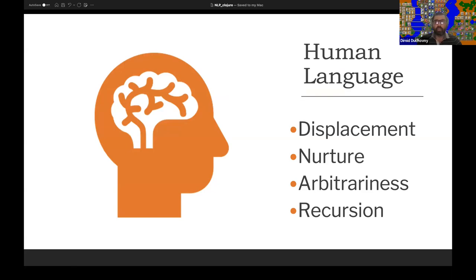It means we can talk about remote things, both in space and in time. This ability is also nurtured, which means it's not just genetic, but also requires education and socialization. Another interesting property is that it allows us to talk about things which are abstract or arbitrary.